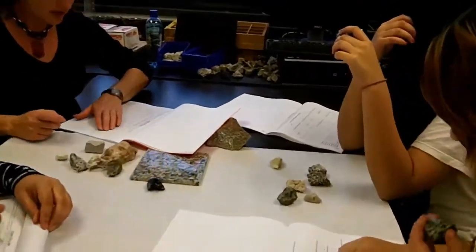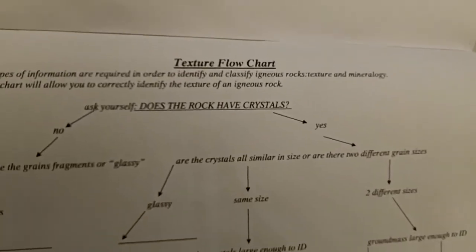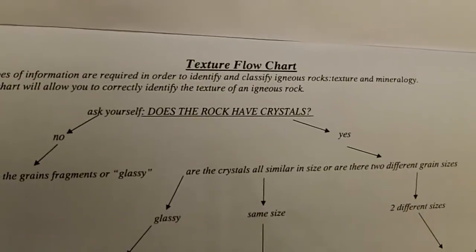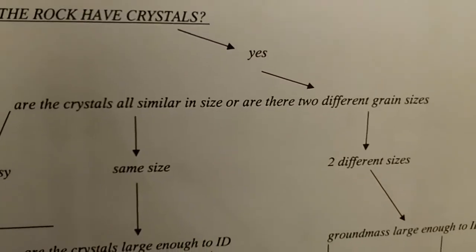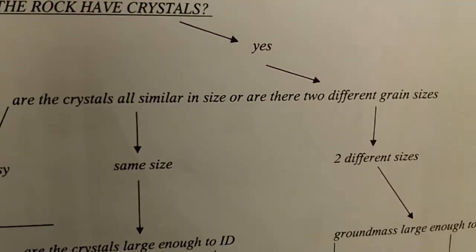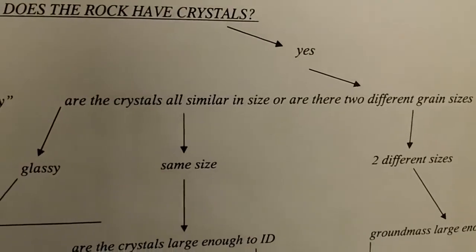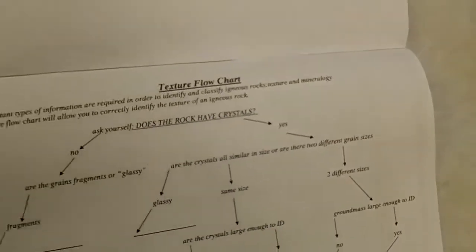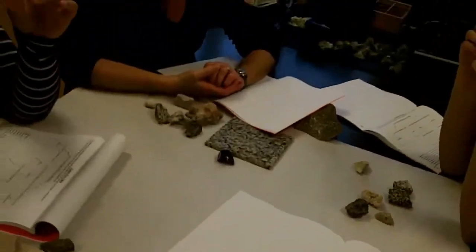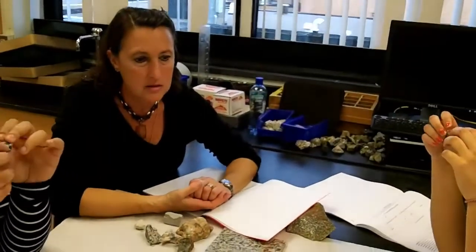Yes, we have crystals. What's our second question? Are the crystals all similar in size, or are there 2 different grain sizes? Good. So we have 2 different color crystals here, right? We've got some dark gray ones and some white ones. See if you can tell if they're about the same size, or if there are some that are much larger and some that are much smaller. What do you think? Are they about the same size?